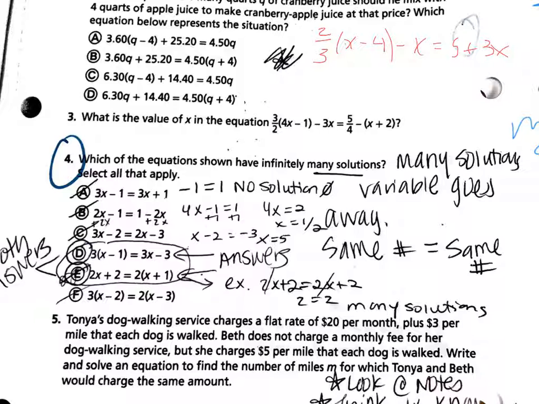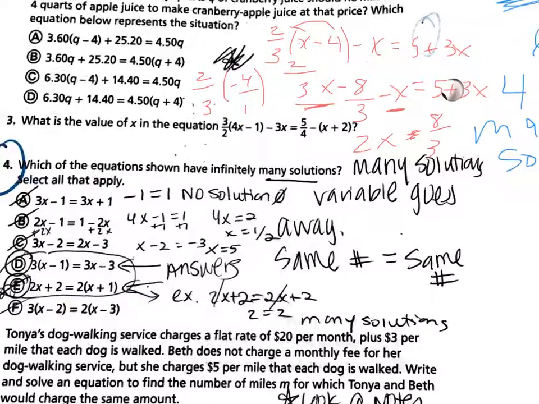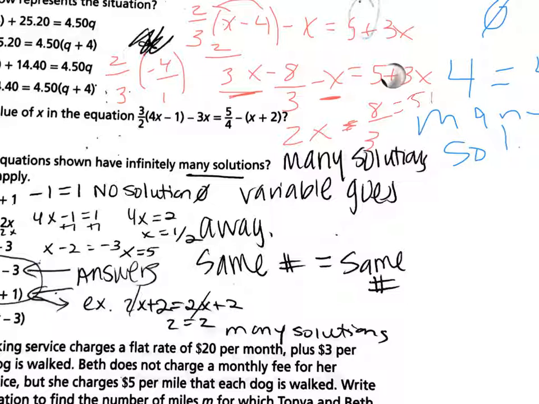So we first distribute. So we get 2/3 x. Now, off to the side, I'm going to do 2/3 times negative 4 over 1. So on top, we would have negative 8 over 3 minus x equals 5 plus 3x. Then you want to combine like terms. So on the left, we have 2/3 x minus x, 2x minus 8/3 is equal to 5 plus 3x.